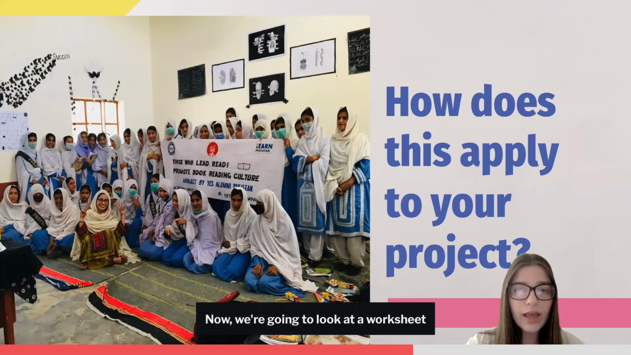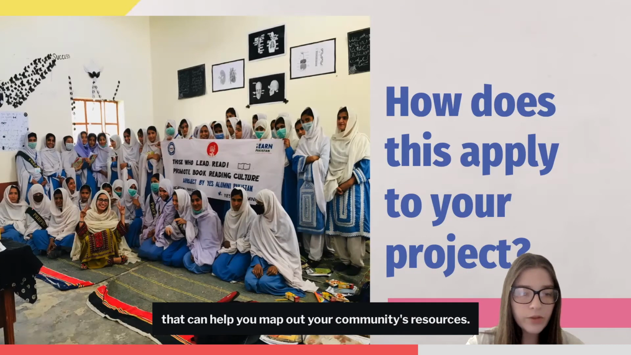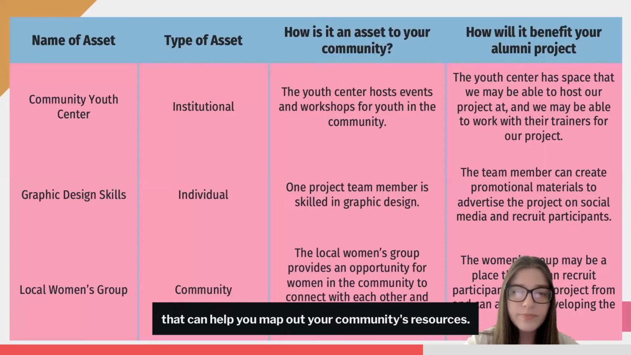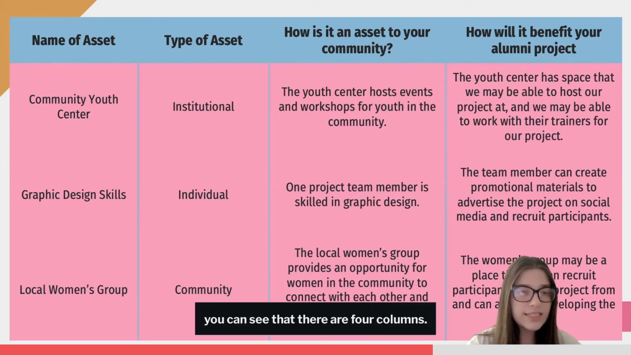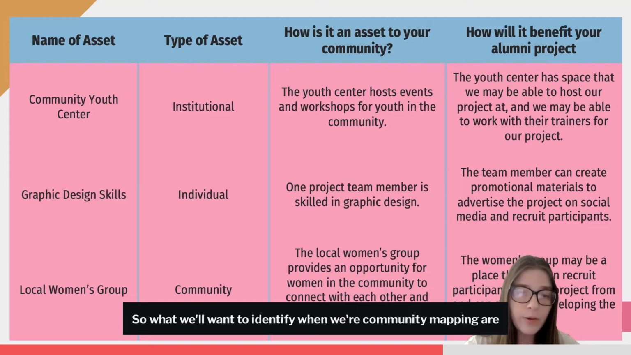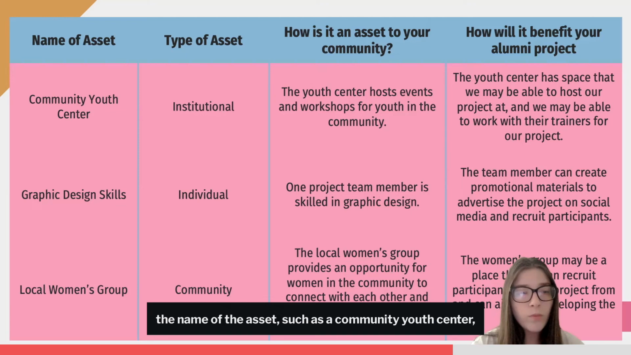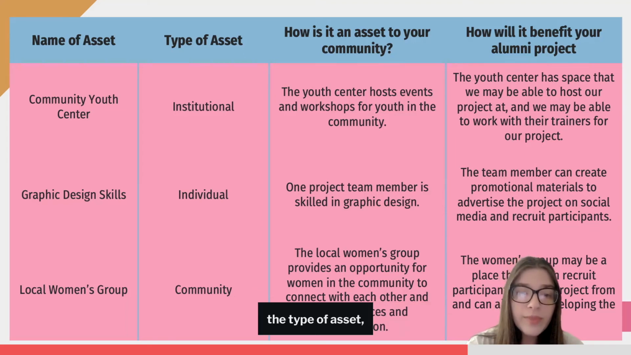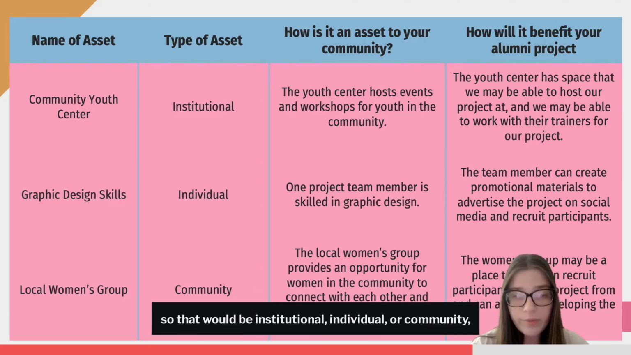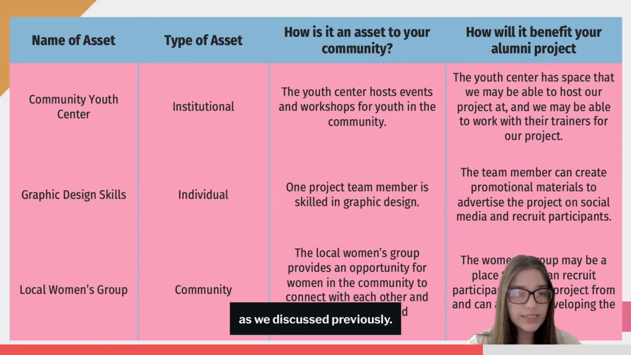Now we're going to look at a worksheet that can help you map out your community's resources. So in this chart, you can see that there are 4 columns. What we'll want to identify when we're community mapping are the name of the asset, such as a community youth center, graphic design skills, or a local women's group. The type of asset, so that would be institutional, individual, or community, as we discussed previously.